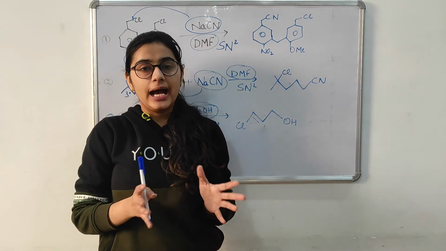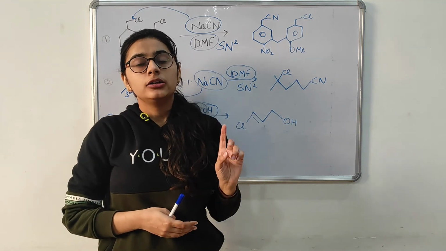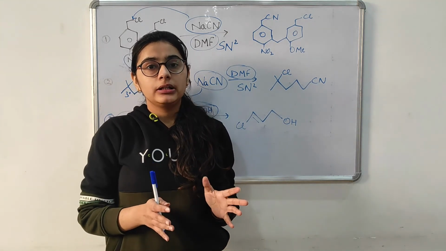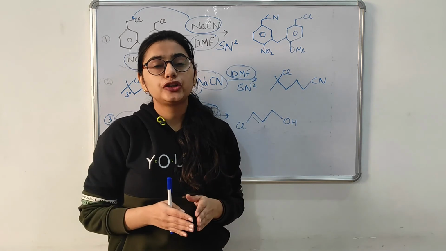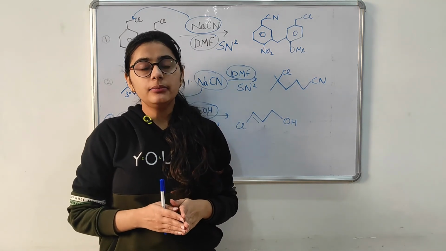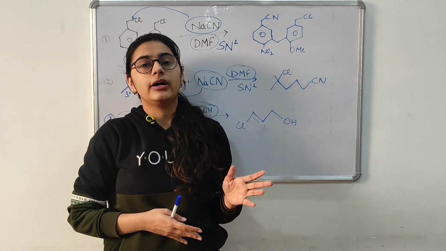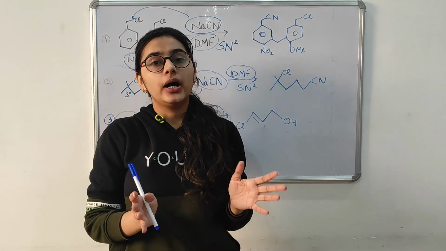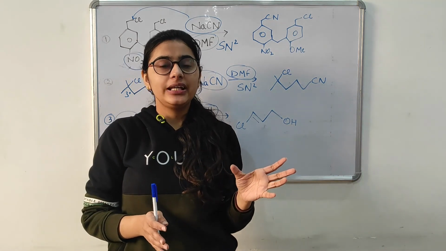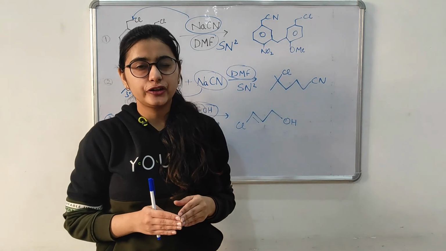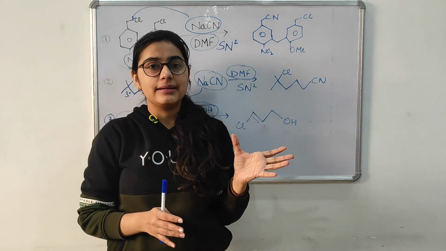The third point which we have to keep in mind is that the 1 degree carbon atom will prefer to give SN2 reaction and the 3 degree carbon atom will prefer to give SN1 reaction. Hope now you understood how to differentiate between SN1 and SN2 reaction and the reaction mechanism.